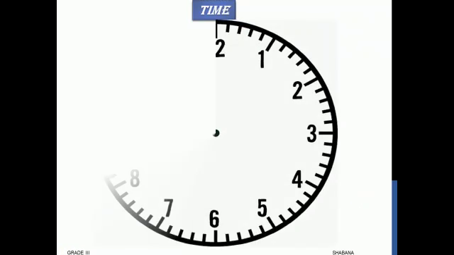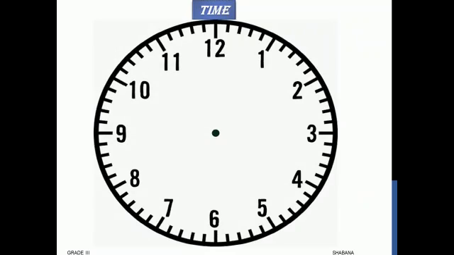This is the face of the clock. It has 12 numbers in it from 1 to 12 and it has 60 lines in it. The numbers in the clock face are for counting hours and the 60 small lines are for counting minutes. We have two hands in the clock, a short hand which denotes hour and a long hand which denotes minutes.